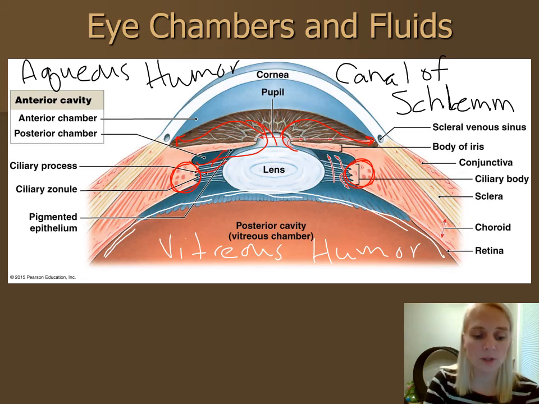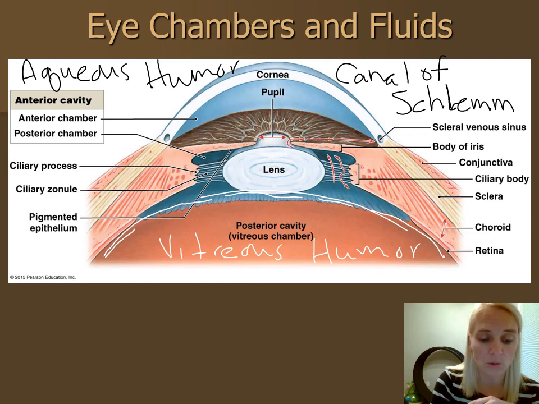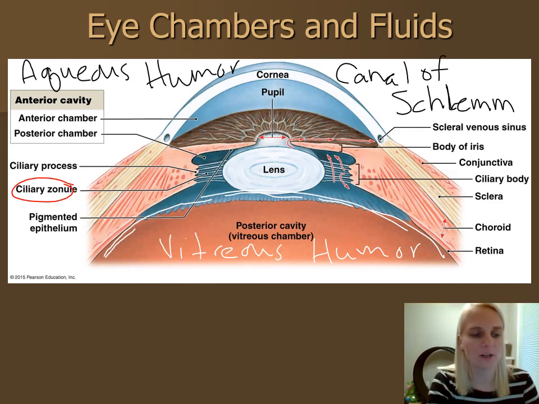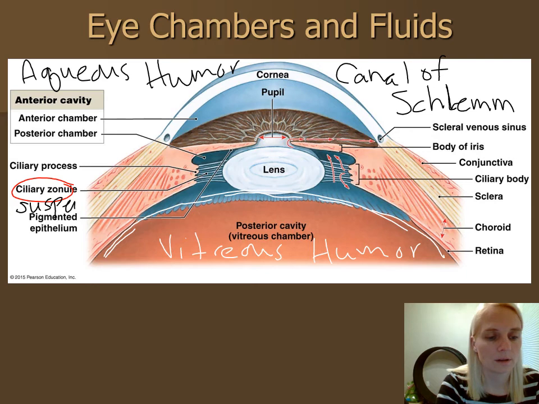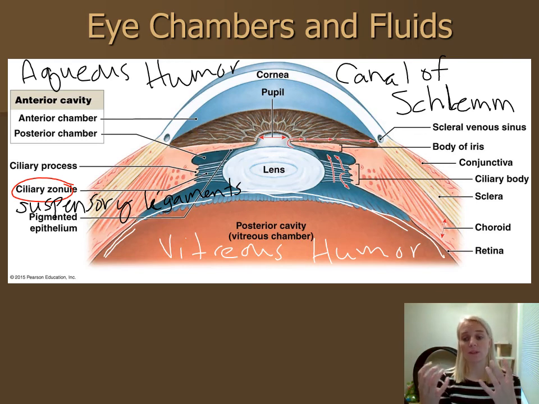Another structure I wanted to mention, since this is such a good close-up picture of the ciliary body and the control of the lens, is what we call the ciliary zonule, or what I like to call suspensory ligaments. Not just me, it's also in your lab manual. I just like suspensory ligaments better because it's a little more descriptive. The suspensory ligaments extend from the ciliary body and hook all the way around the lens. When the ciliary body contracts and relaxes, that's what changes the shape of the lens. We're going to talk about that, it's called accommodation, in the physiology video. All right, so those are the chambers, the fluids, the suspensory ligaments, and the lens.